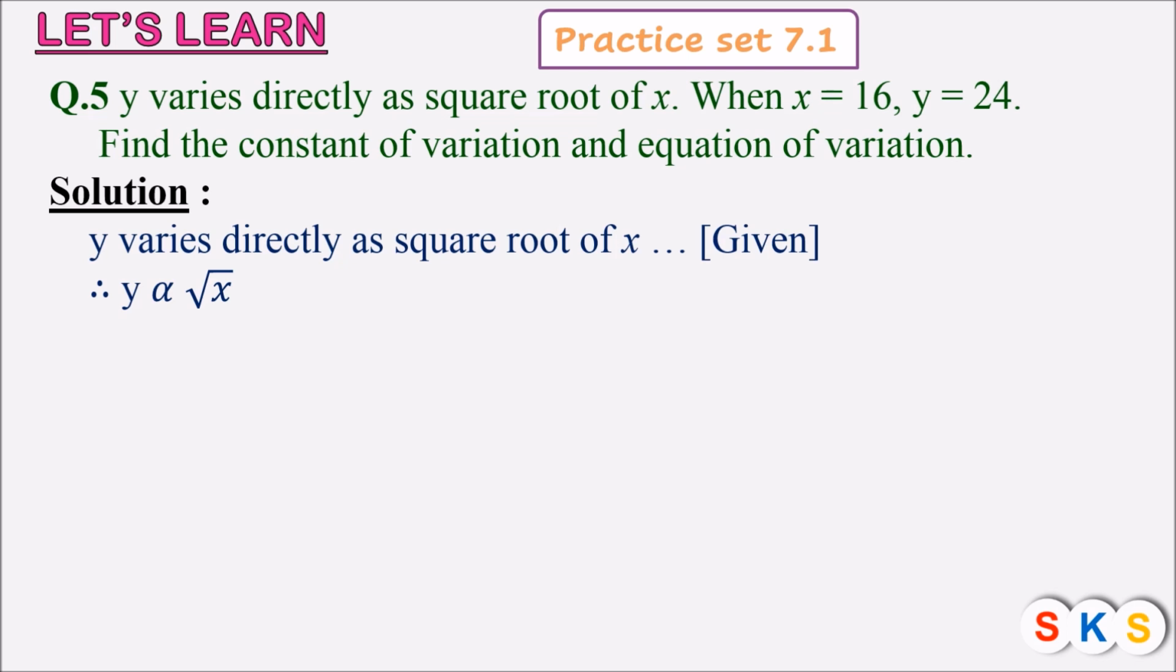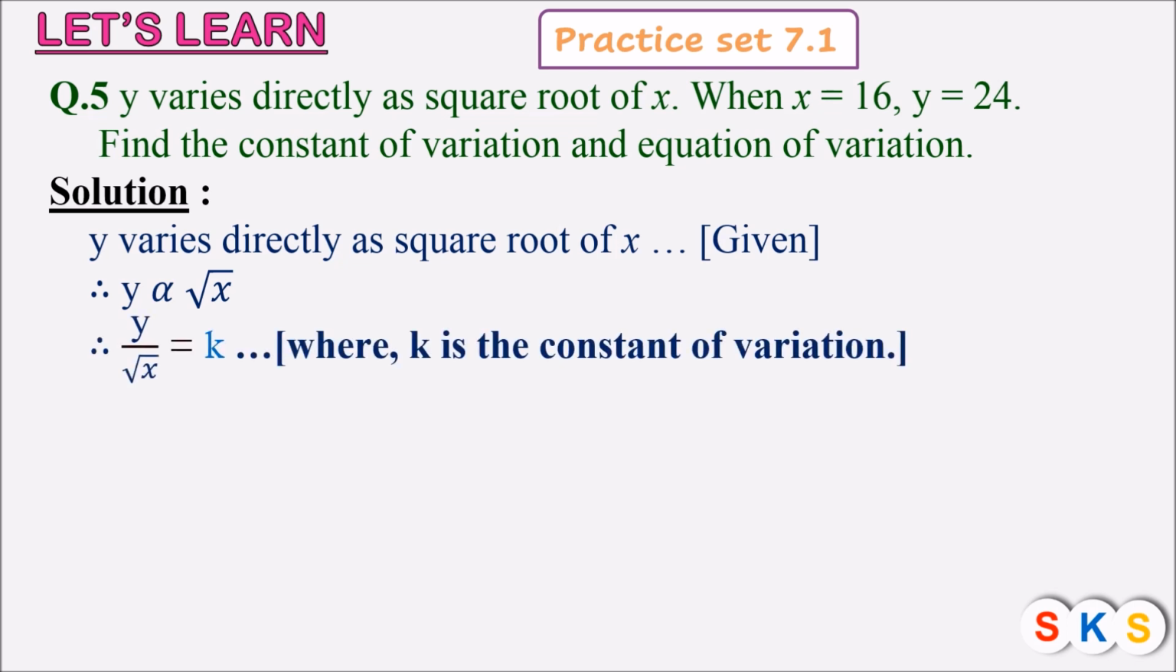Now we are going to use the rule of direct variation. What is the rule? The ratio of those two quantities is constant. That means y upon root x equals k, where k is the constant of variation. Now we are going to substitute the values of y and x in this equation to get the value of k.